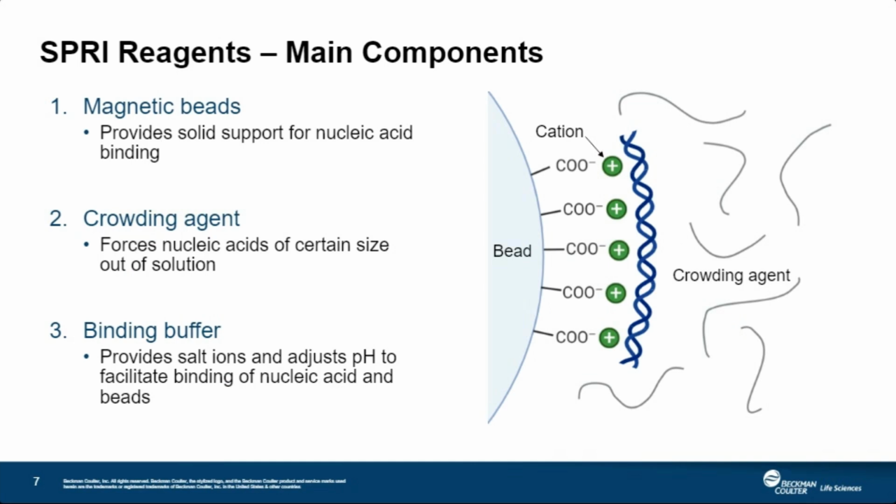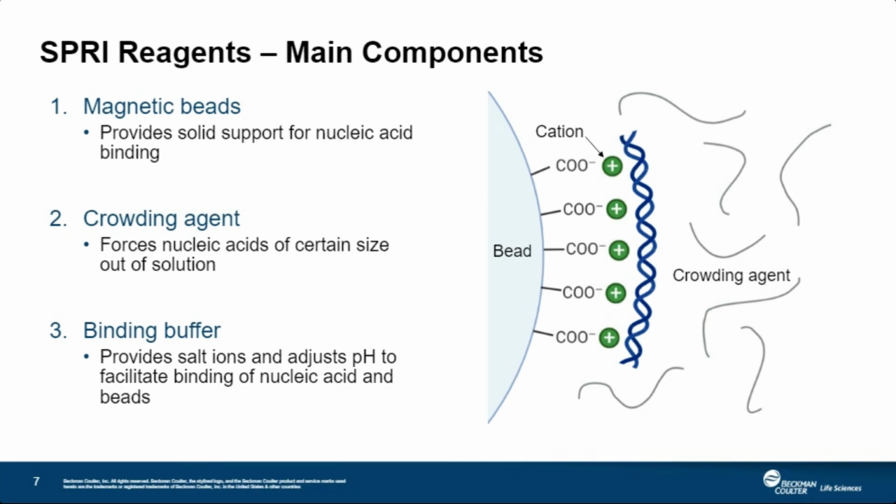So I'm going to talk a little bit about these reagents, how it actually works, and why it's a preferable way to do your nucleic acid isolation, either your extractions or your cleanups. There are three main components. The first is the magnetic bead itself. That bead provides the solid support for the binding. You need something for this whole reaction, this binding, to happen on. So that's your solid support.